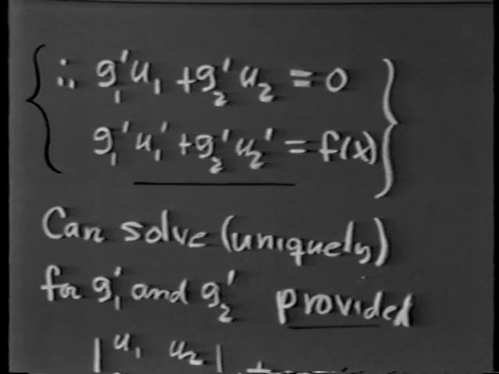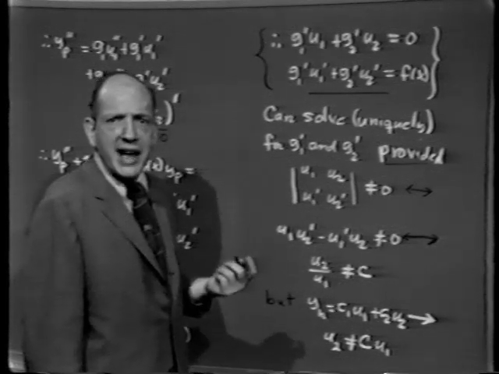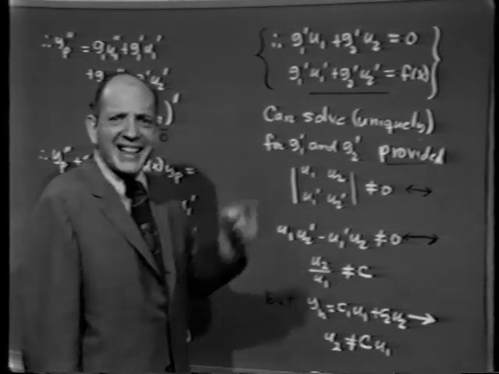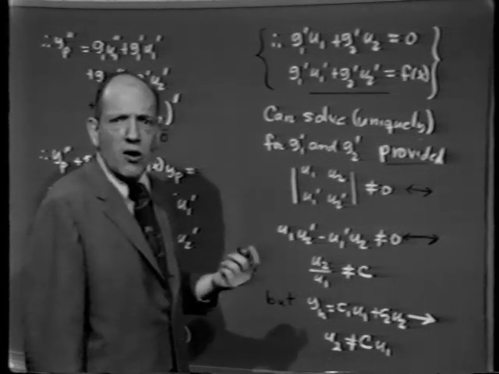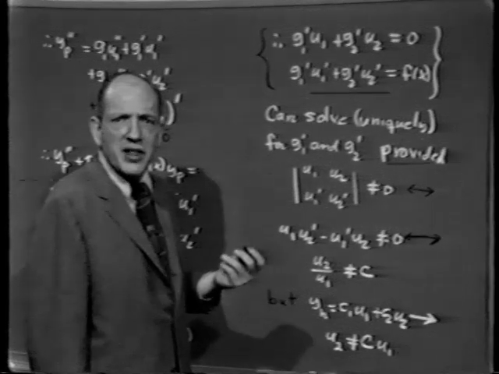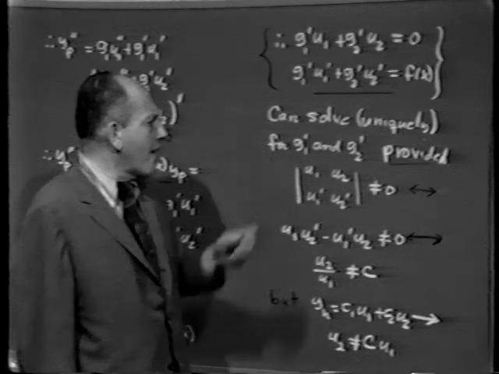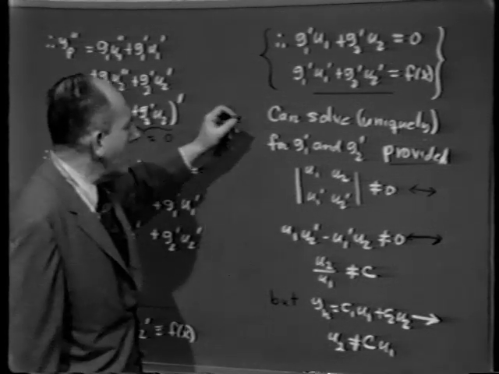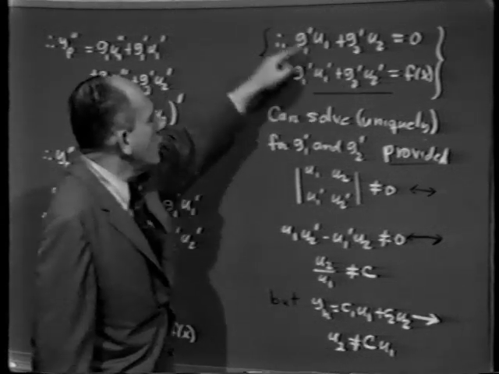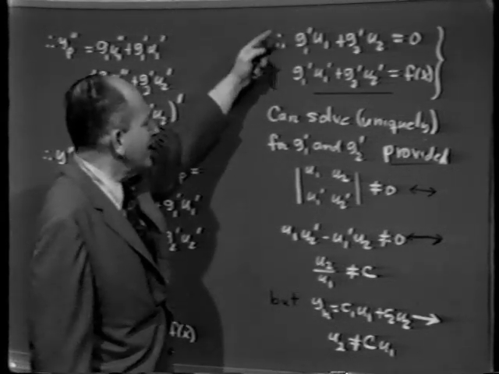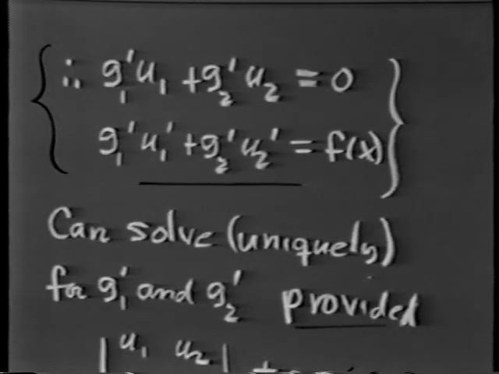In other words, to find g1 and g2, it's sufficient to find g1 prime and g2 prime, even if it turns out I can't handle the integral. The mere fact that a function is integrable means that its integral exists, and we therefore say we know what it is, even if we can't express it explicitly. But that's not the key point. The key point is that we must be able to solve this system of equations, hopefully uniquely, for g1 prime and g2 prime.